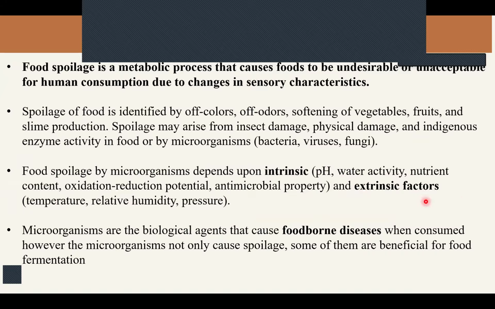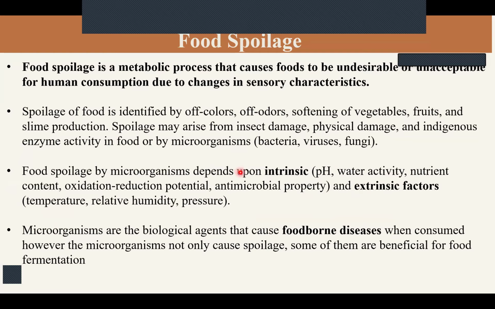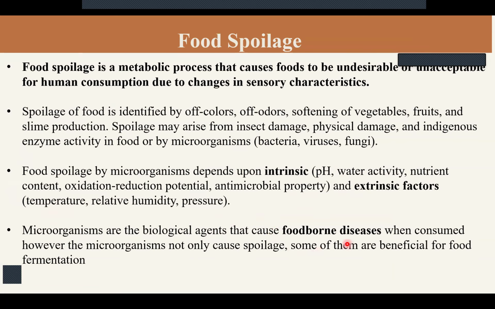Whereas extrinsic factors are the factors coming from outside the environment or in the surrounding of the food, where we talk about temperature, humidity, and pressure. Apart from causing this spoilage in food, these microorganisms that are present in food can also cause foodborne diseases. These diseases are the type of diseases that can be transmitted when consuming the contaminated food items.